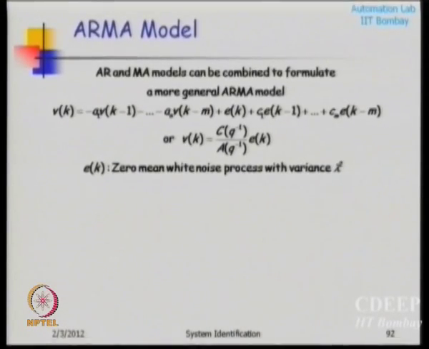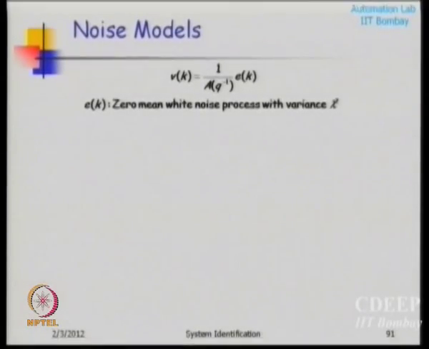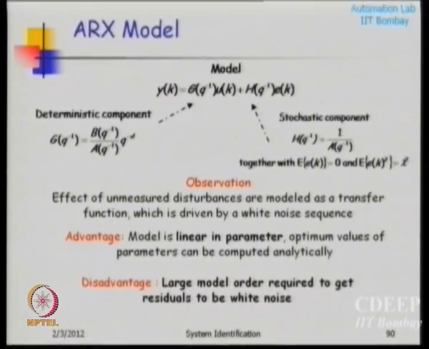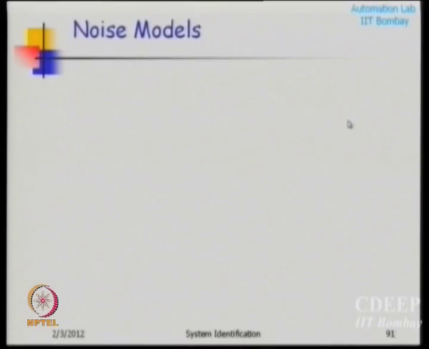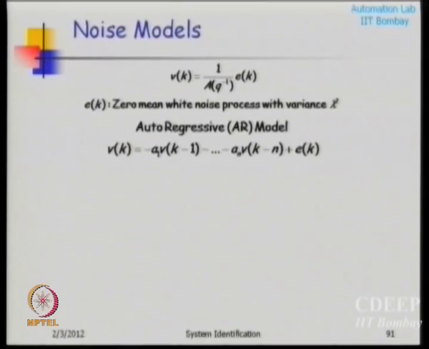I can also combine these two and develop what is called an ARMA model. I will come to that a little later. But is everyone clear about the abstraction that I have come up with for noise modeling? Is this transition from here to here clear? I started with this, my ARX model. I am going to abstract the ARX model as a deterministic component and a stochastic component. The stochastic component was 1 upon A. Then I wrote v(k) as 1 upon A(q) into e(k).